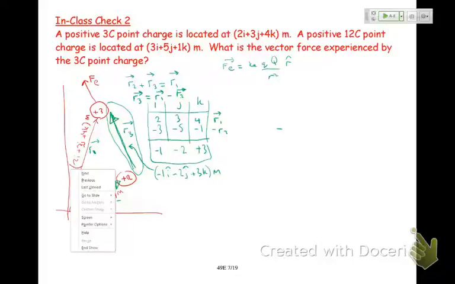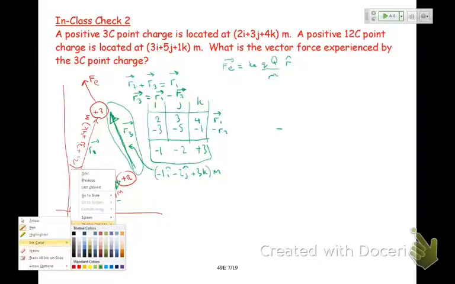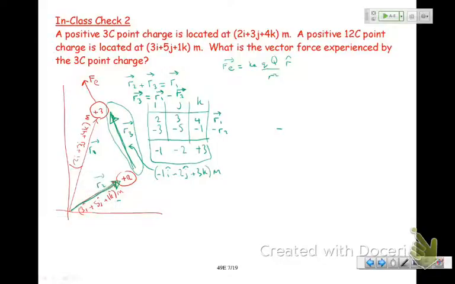Oh, there you go. So then I'm going to go along here to pointer options and then ink color, and I'm going to have blue. Okay. So now I want to write this out longhand. So I'm going to say FE is equal to KE.